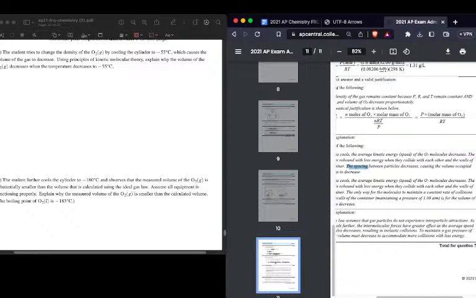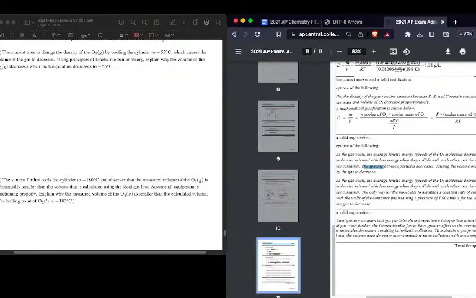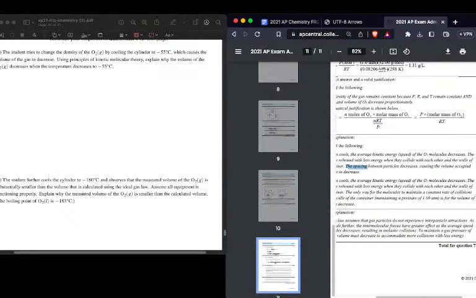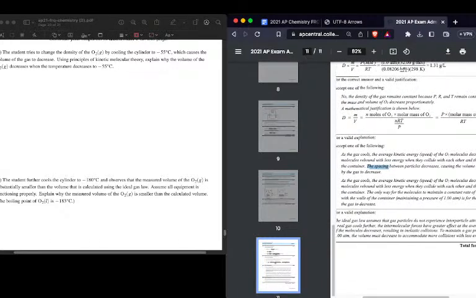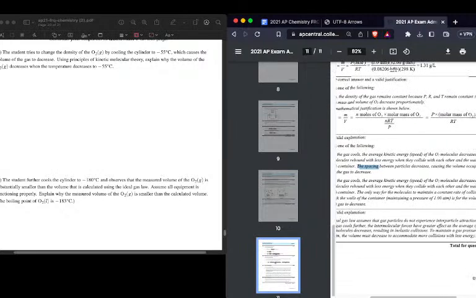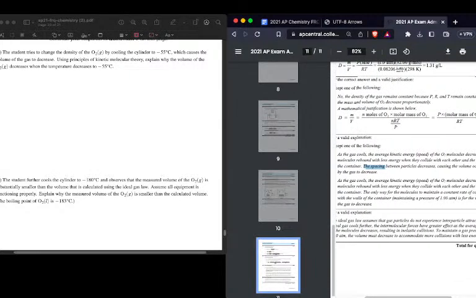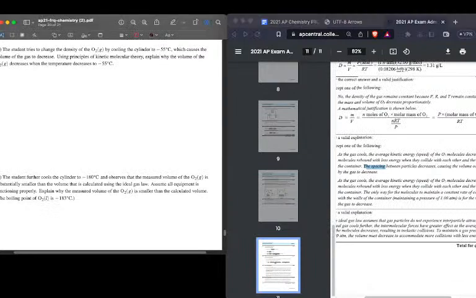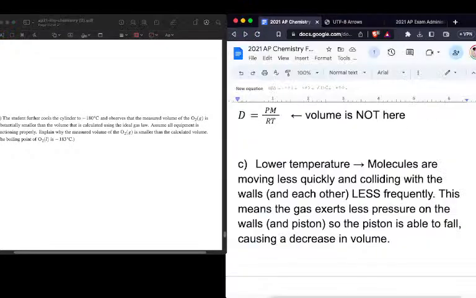As gas cools, kinetic energy and speed decreases. The molecules rebound with less energy when they collide with each other and the walls. The only way for the molecules to maintain a constant rate of collision with the walls is for the volume to decrease. Yeah, to maintain that pressure. I like it. I think I like my answer here.